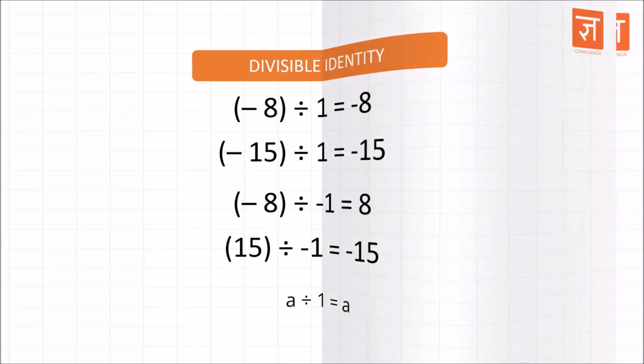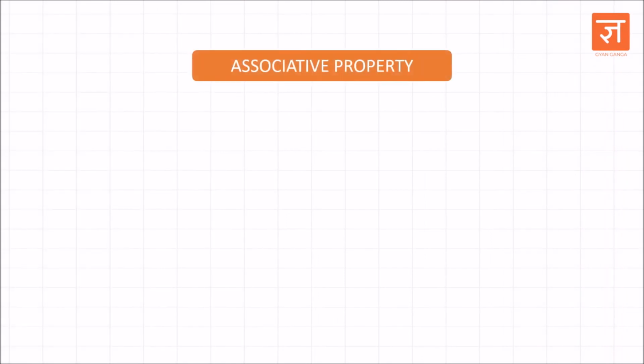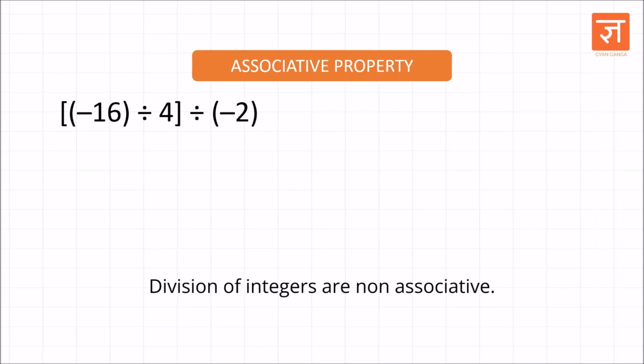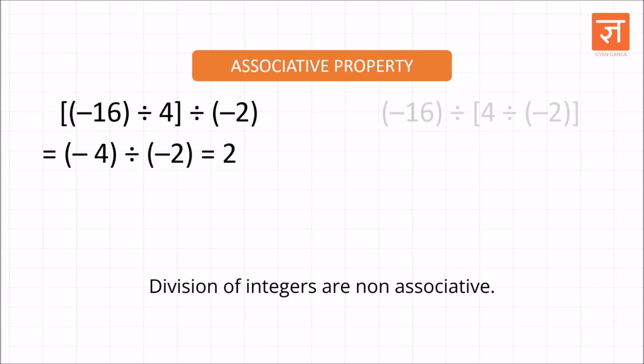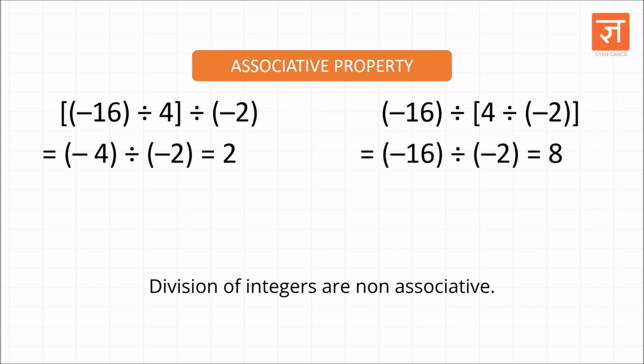Associative property. If we divide minus 16 by 4, then divide by minus 2, we get the answer as 2. If we first do 4 divided by minus 2, we get minus 2, and then divide 16 by it, we get 8. Two different answers. So division of integers is non-associative. Clear?